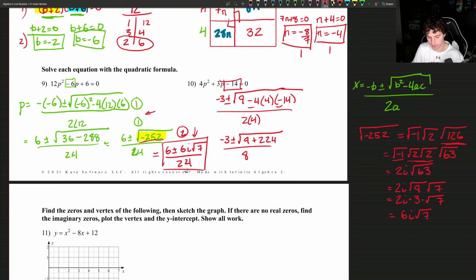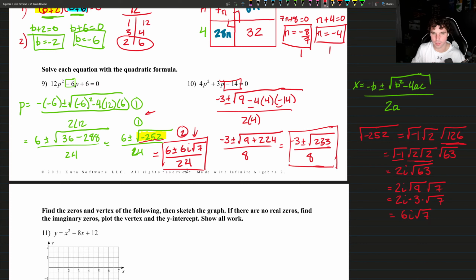So 224 plus 9. Square root of 233 all over 8. I don't think we can simplify that. Okay, so I think this is our answer.